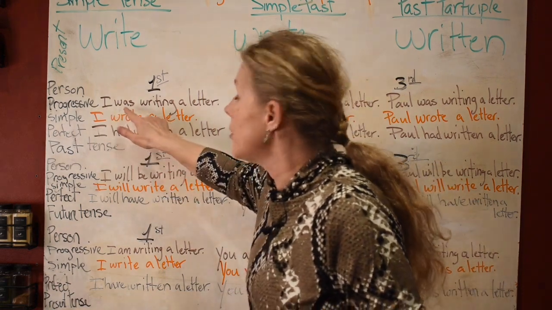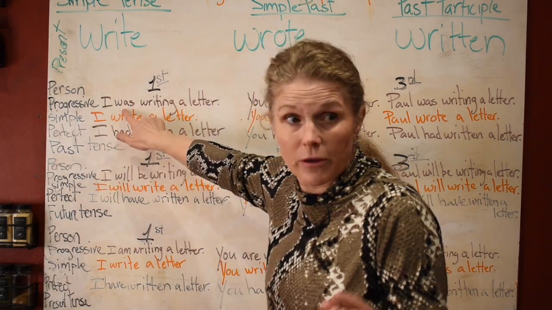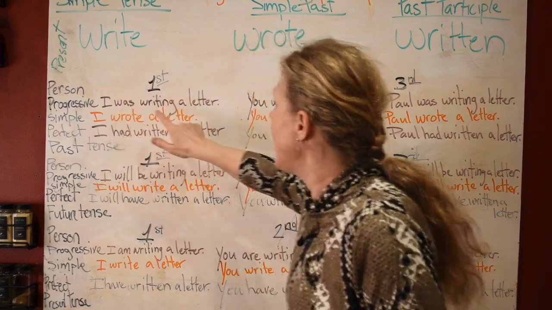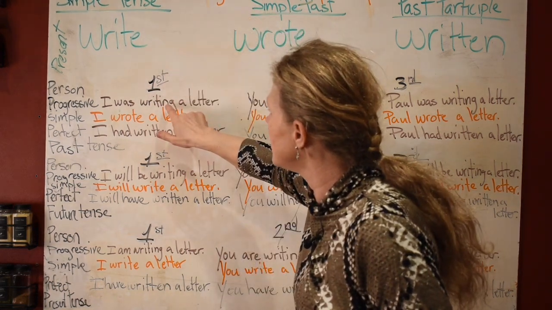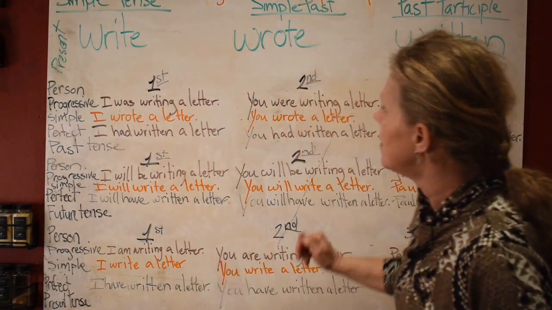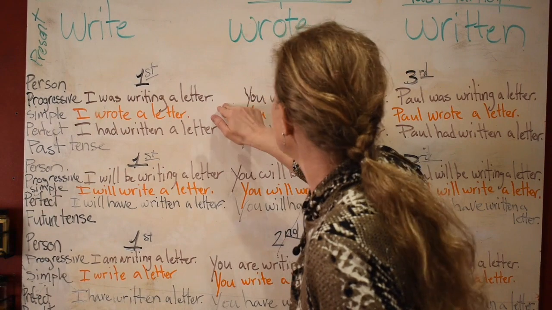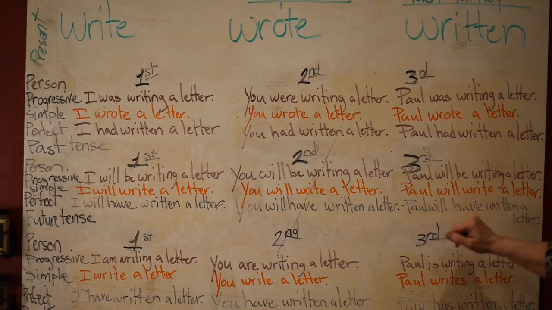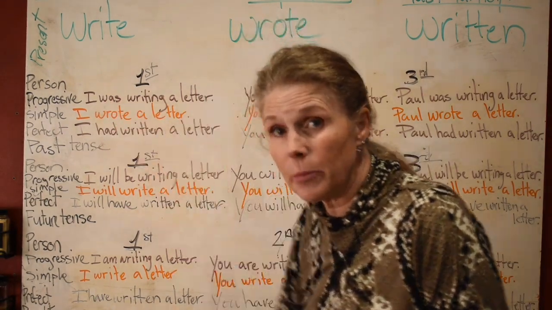Now, for the progressive, since we are sitting in the past tense, we have to focus on the correct verb. This is singular, so it takes the singular past tense verb. And then we use our base word in the simple tense and add the ing onto this. So, I was writing a letter. So we're focusing on first, second, and third person. I was writing a letter. Now, second person, you go to you were writing a letter, and third person, it switches to Paul was writing a letter.